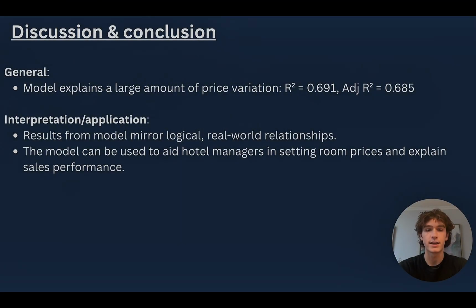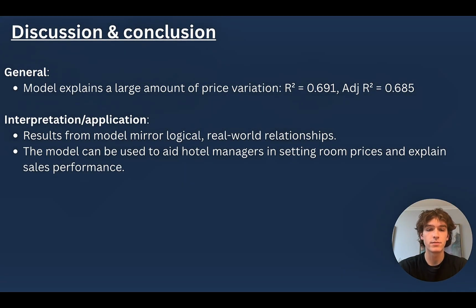So now on to the discussion. Our final model incorporates 3 significant predictors: customer rating, revenue, and tourist zone. All 3 carry positive coefficients, meaning that as each increases, so does the average room price. The model's high R-squared and adjusted R-squared of 0.691 and 0.685 respectively tell us that the model explains a high proportion of the variation in price across the hotels.